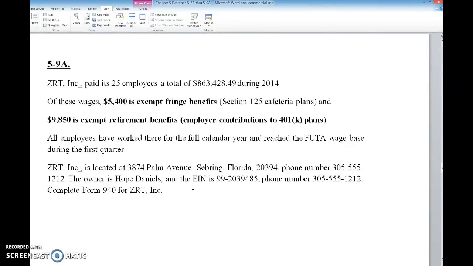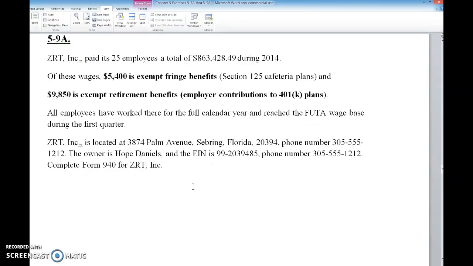Exercise 5-9. In this example, we are going to fill out form 940, and this is on pages 183 and 184 in your book. Now, Zard has 25 employees, and they give us how much they paid their employees in 2014. Of these wages, $5,400 is exempt from fringe benefits because they elect to take part in the Section 125 cafeteria plan, and $9,815 is exempt for retirement benefits. That's the employer's contributions to the 401k. All the employees have worked a full calendar year and have reached the FUTA wage base during the first quarter.